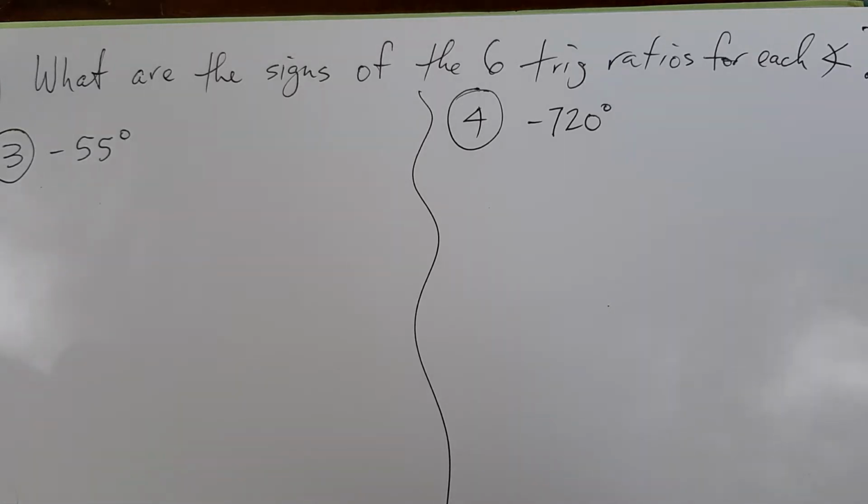All right, here we go again. What are the signs of the 6 trig ratios for each angle? So please pause the video and write whether they're positive or negative, greater than 0 or less than 0, for negative 55 degrees and for negative 720 degrees. Okay, ready, pause, and go.